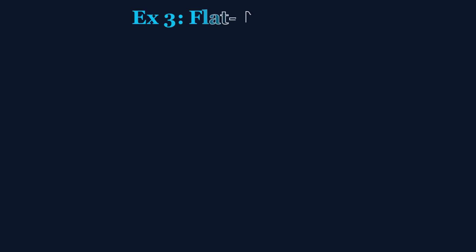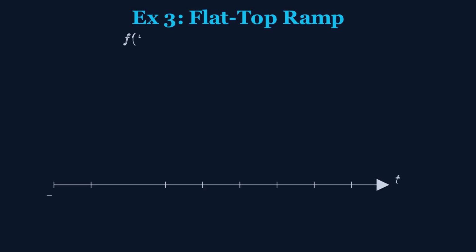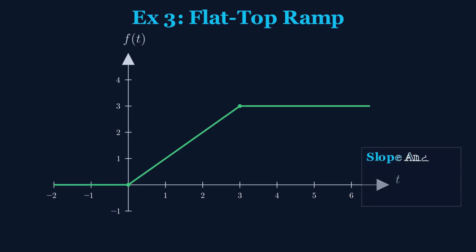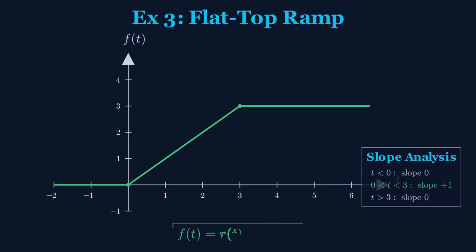Let's apply slope analysis to r(t) - r(t-3). Before t = 0, nothing is active, so the slope is 0. At t = 0, r(t) turns on with slope +1, so the signal rises linearly. At t = 3, the second ramp subtracts slope 1, making the total slope 0. The signal levels off at a value of 3. The result is a flat top ramp. It rises from 0 to 3, then stays constant.